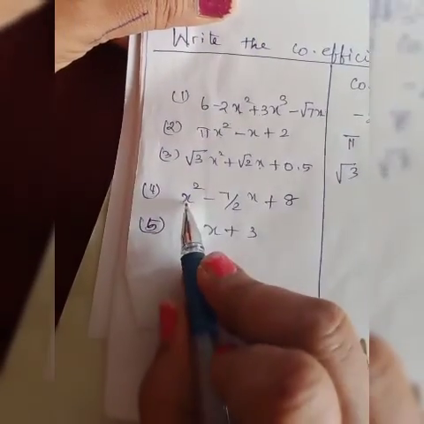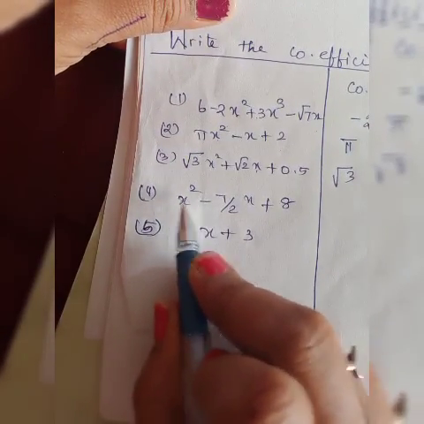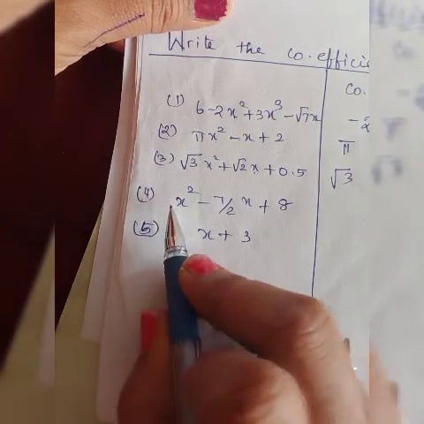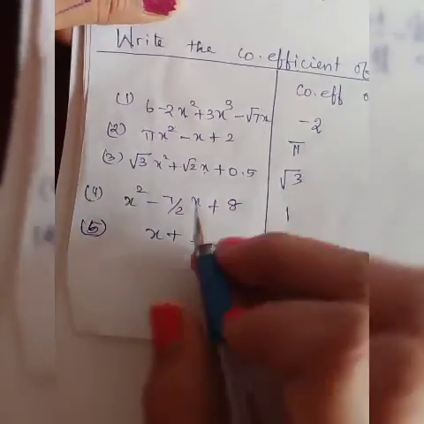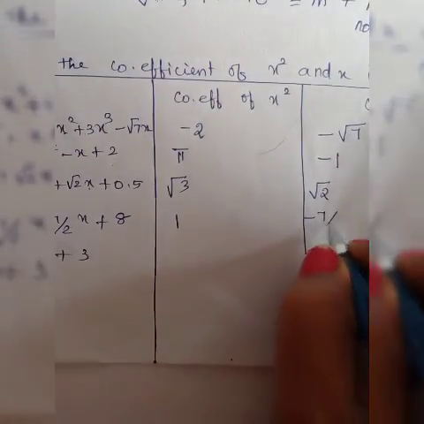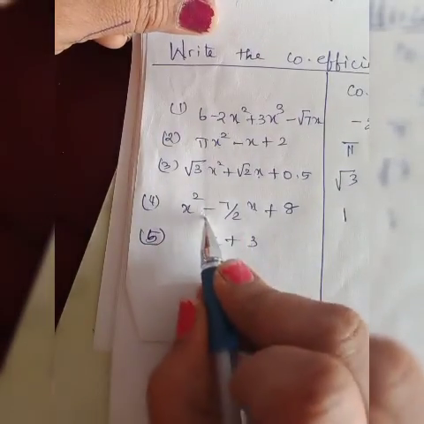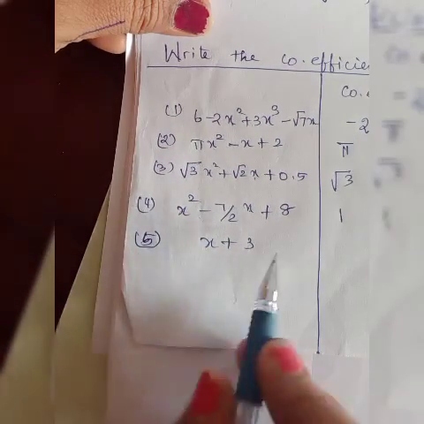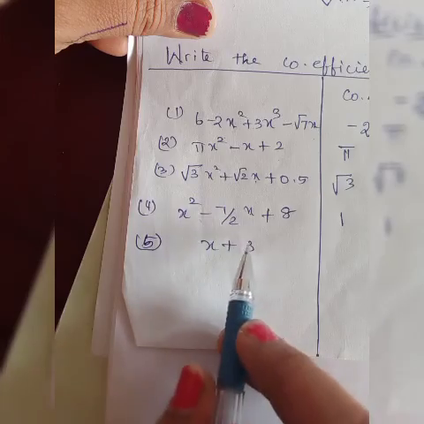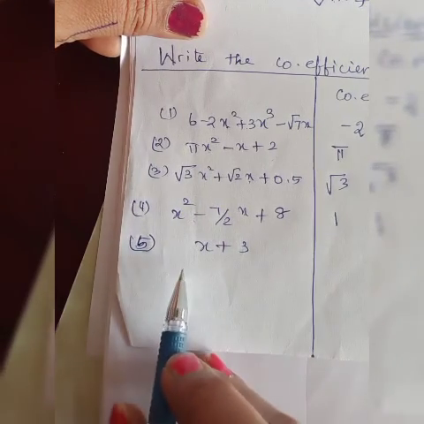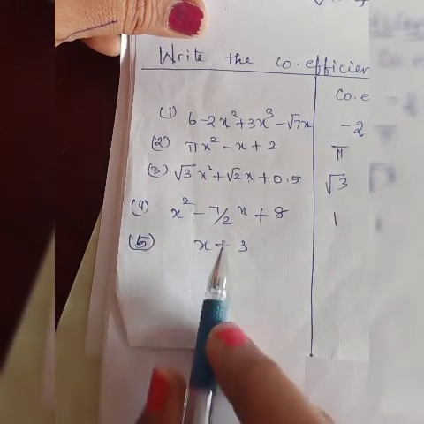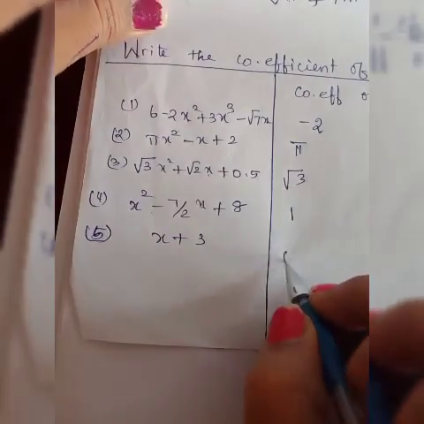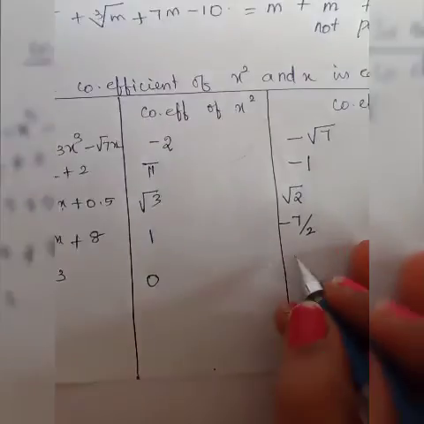Next, the x square coefficient: nothing is there, which means it is 1. So the x square coefficient is 1, and the x coefficient is minus 7 by 2. Here the x coefficient is minus 7 by 2. Here there is no x square term, which means 0 times x square. So the x square coefficient is 0, and the x coefficient is 1.